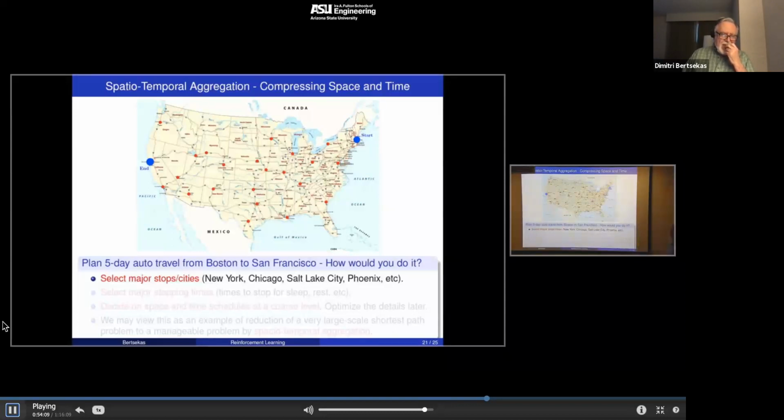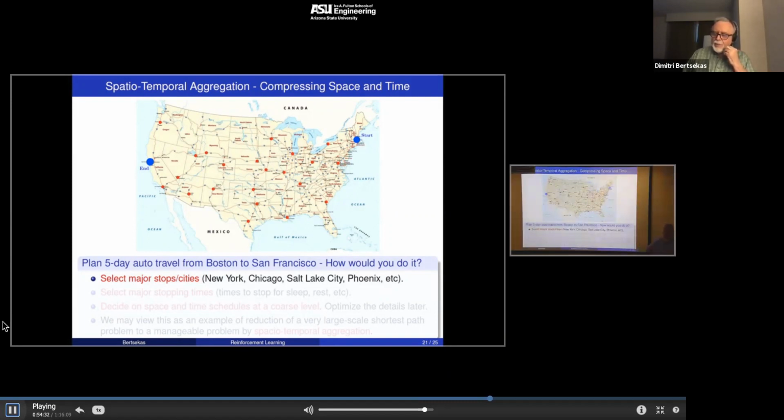So I'm going to start with an example. Suppose that you plan to take your car and go from Boston to San Francisco, and you want to find the fastest route. So for every little portion of the route, there's a cost associated, which may be time, or it may be some measure of convenience.